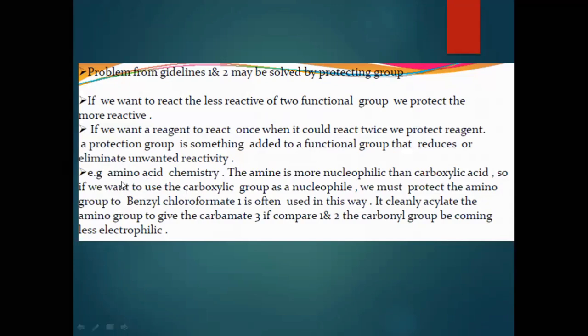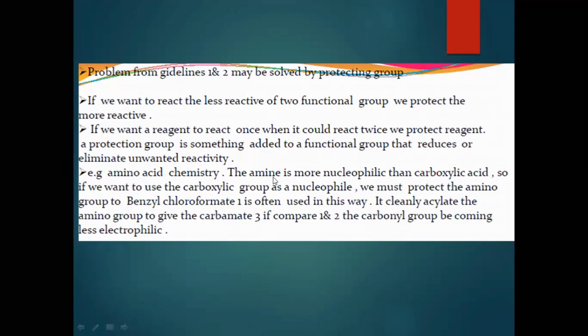Here is one more example, from amino acid chemistry. You have two functional groups, NH2 and COOH, right? Amine is more nucleophilic than the carboxylic acid. So if you want to use the carboxylic group as the nucleophile, not the amine, then you need to use a protecting group and protect the NH2 first. Then COOH is the only available site for the reaction. Then you can perform the reactions over the available COOH.